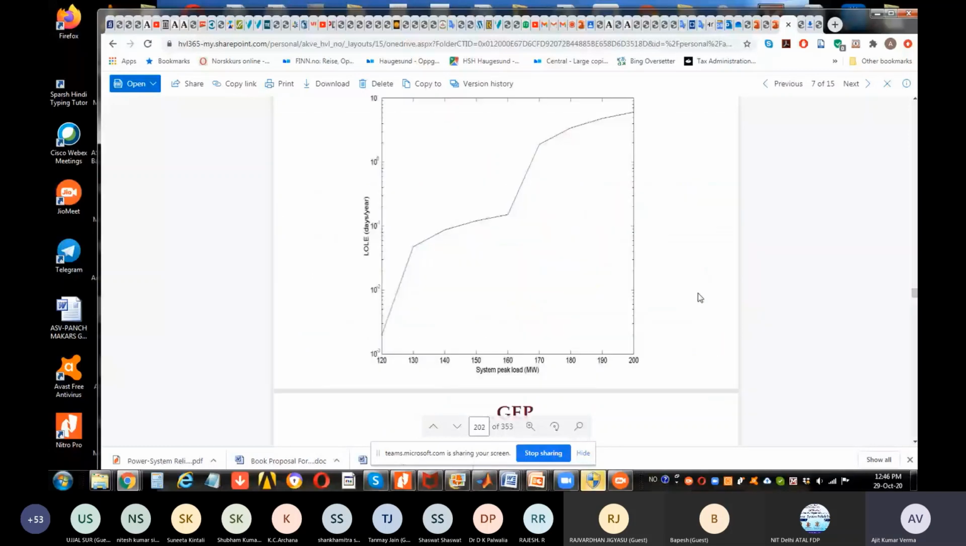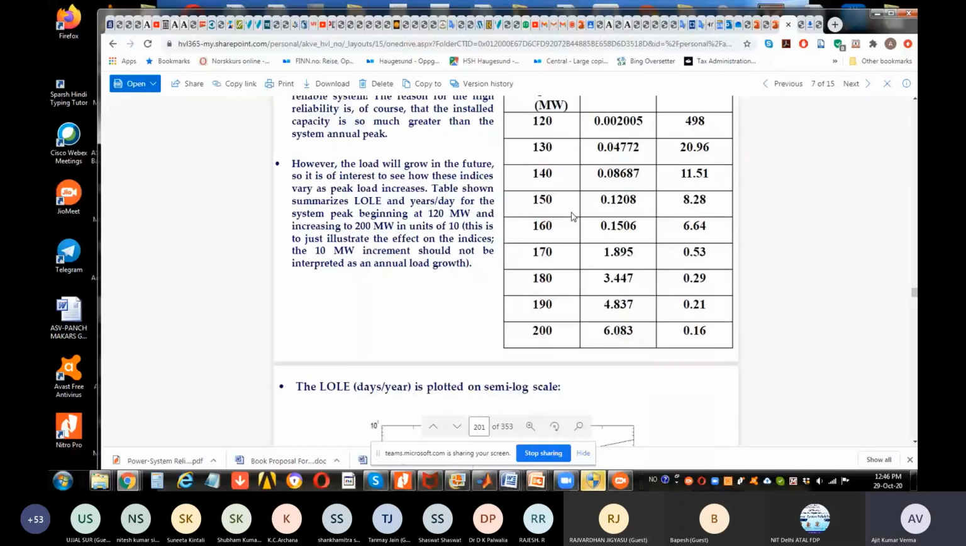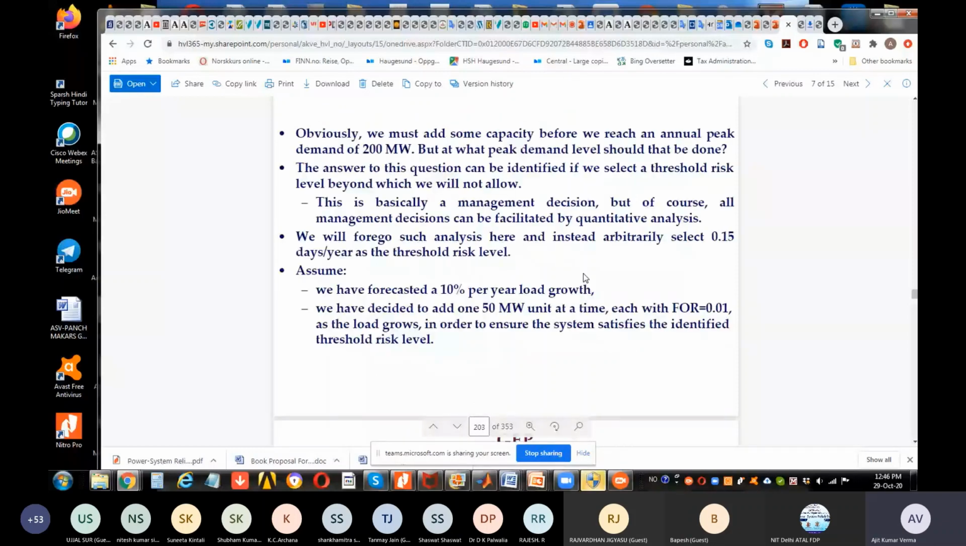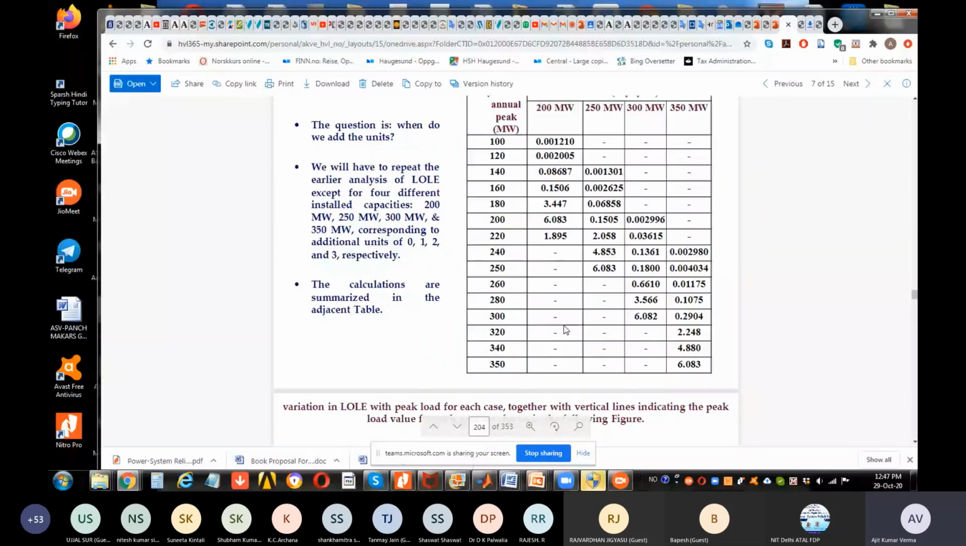So at 160, it has become 0.15. When the load has increased from 120 to 160, the threshold level is crossed, 0.15. So maybe it's time to add one unit. Now this is what is being implied. So we have forecasted a 10% per year load growth, and we add one unit at a time, each with a forced outage rate of 0.01 as the load grows, in order to ensure the system satisfies the identified threshold risk level. So the bottom line is that at every stage you keep calculating the LOLE.